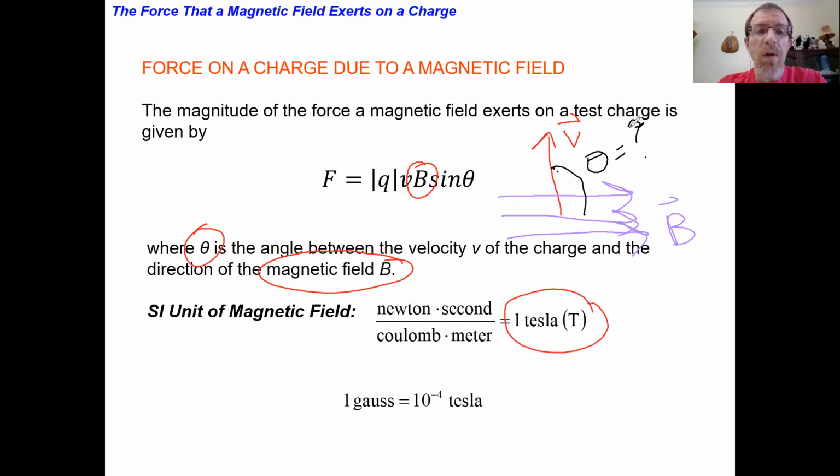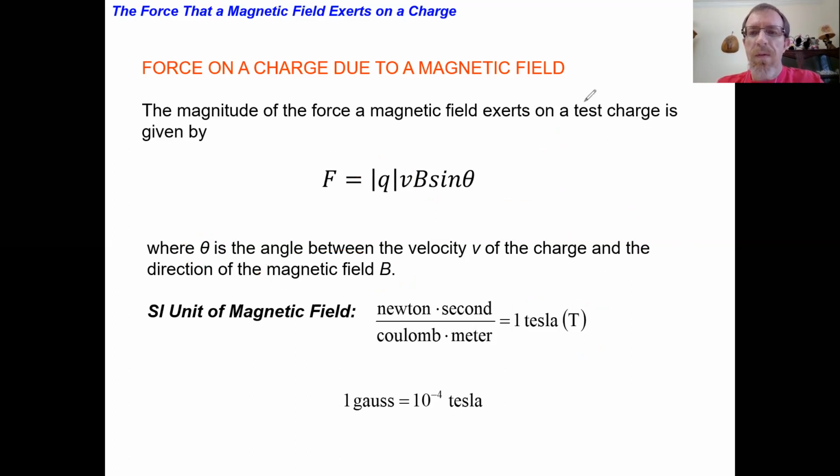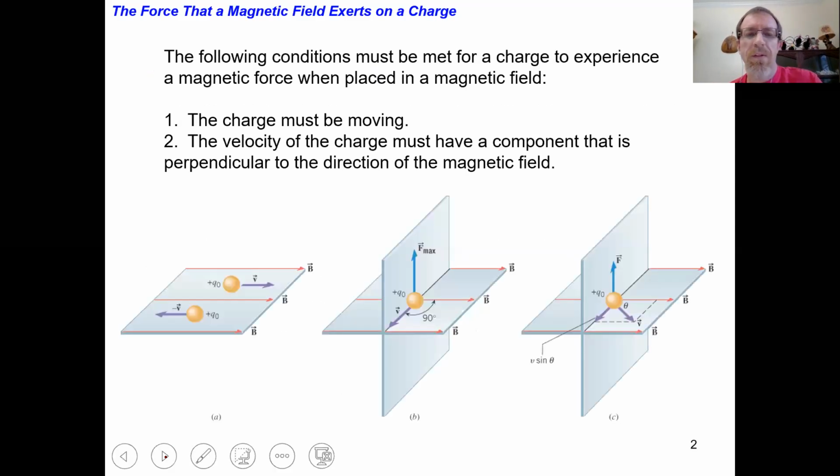One other thing I'll note is that we're figuring out the magnitude of our force, the size of our force, so we're always going to use absolute values on the charge. Let's take a look at the next slide. There are a couple of consequences of this formula if we think our way through it.